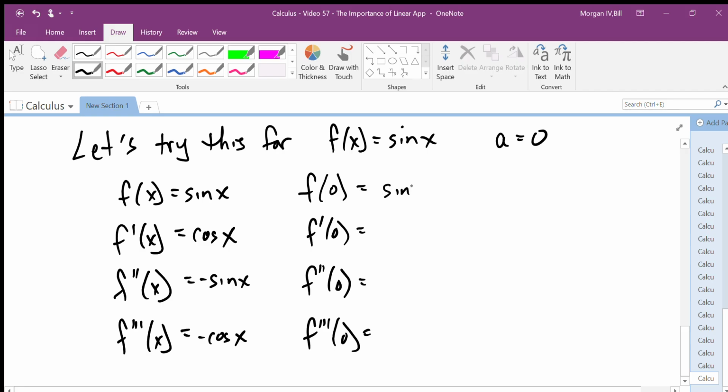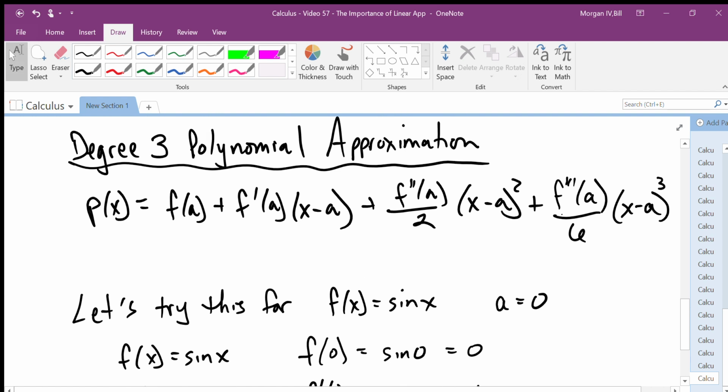That would be the sine of 0, the cosine of 0, negative sine 0, negative cosine 0. The sine of 0 is 0, the cosine of 0, 1, negative sine 0, still 0, negative cosine 0, negative 1. Alright, so f of 0 is 0, f prime of 0, 1, f double prime of 0, 0, f triple prime of 0, negative 1. Let's plug those numbers into this degree 3 polynomial approximation.